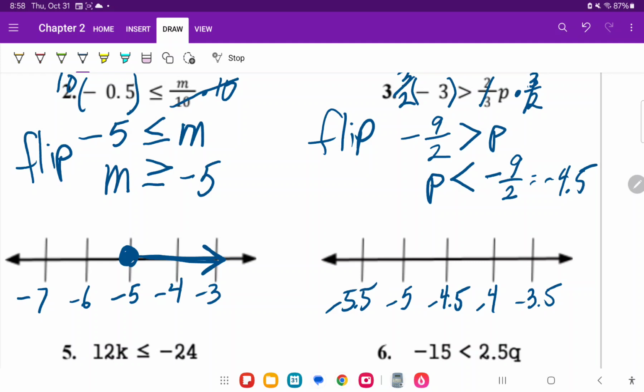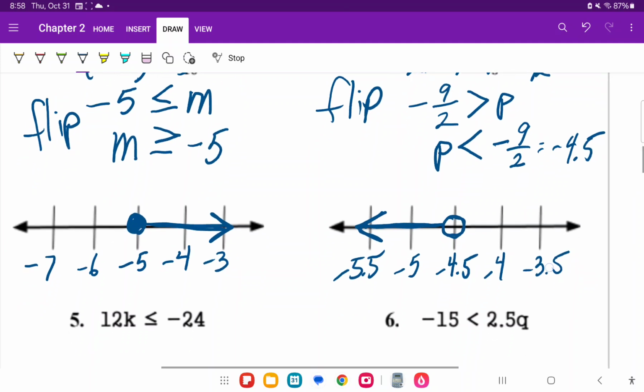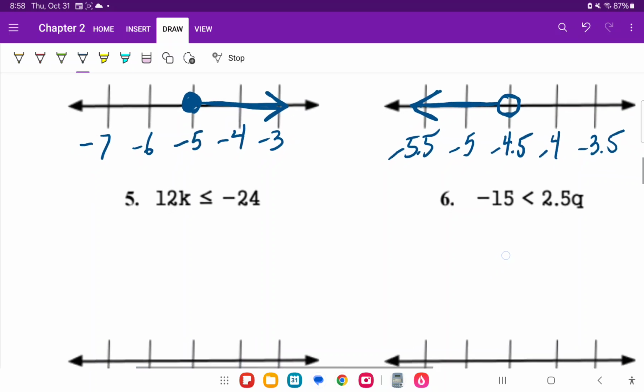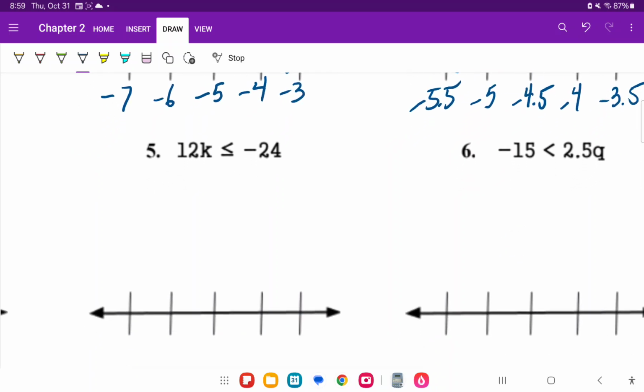Okay? Kaylee, am I going to use an open circle or a closed circle? Open. Correct. Good job. And then am I going to draw my arrow to the right or to the left? To the left. That's right. All right, great job. Do you guys have any questions on that? Awesome. Very good.